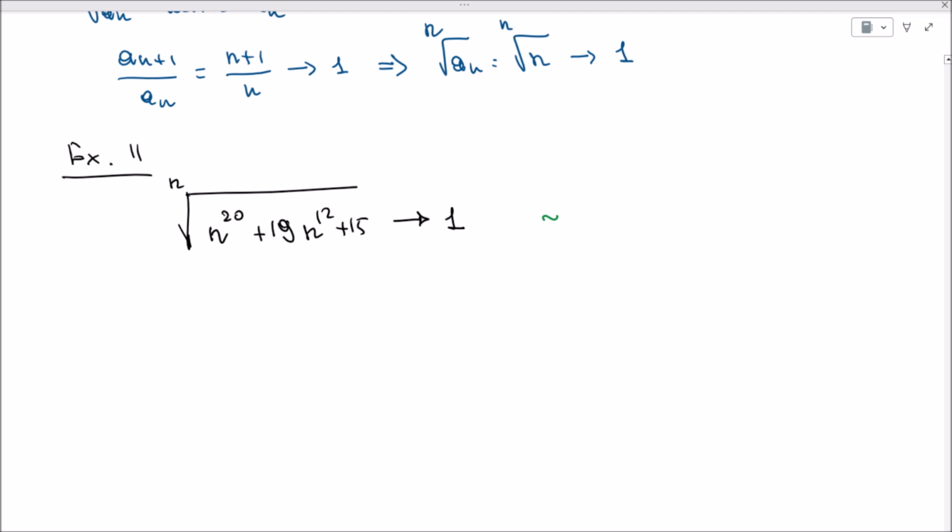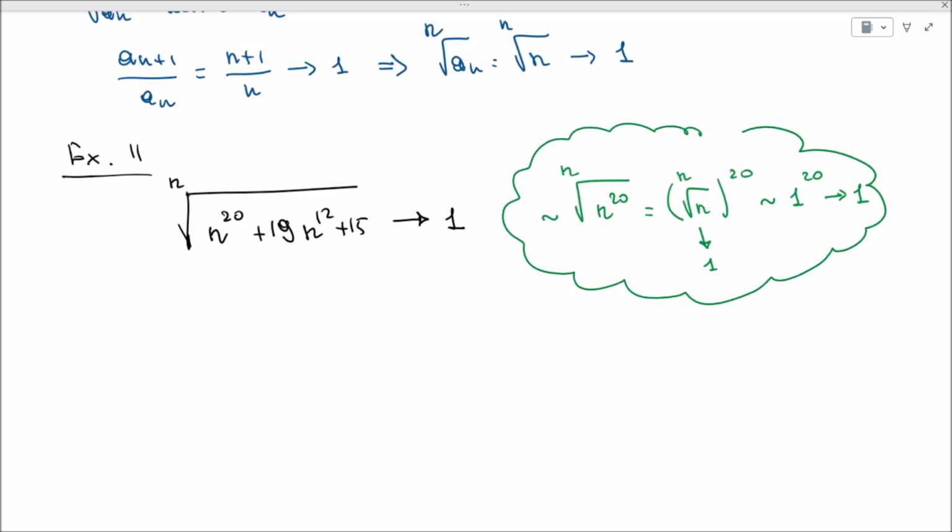In other words, we can say that basically this sequence is equivalent. It's just like saying that it is the nth root of the leading term, which is n to the 20, right? But this is just like writing the nth root of n, all this raised to 20. But we have just proved that the nth root of n will tend to 1, so this will be just like saying 1 to the 20, that of course will tend to 1. Okay, so this is a brutal way of seeing this.